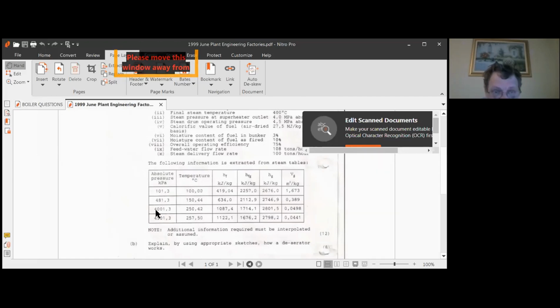I use 400, that is my saturated temperature, although the boiler is operating at 400 degrees. So that means 400 minus 250 is the degree of superheat. And the enthalpy of the steam at that value is this, plus the extra from the superheat. Any questions on this one?